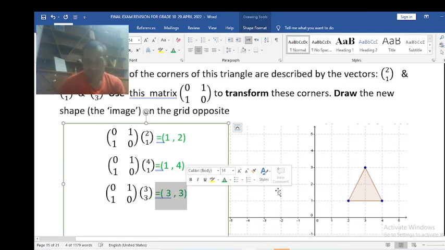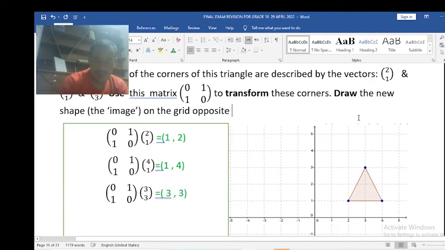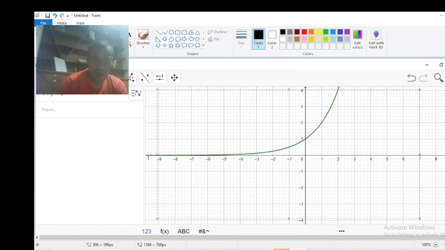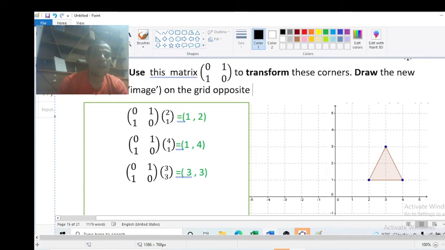Now we are going to use this one. I will just make a screenshot, a print screen, then I will come to Paint. Then I will try to draw this one. First of all, this point is (1, 2). Then (1, 4). This is (1, 4). Then (3, 3) is this.